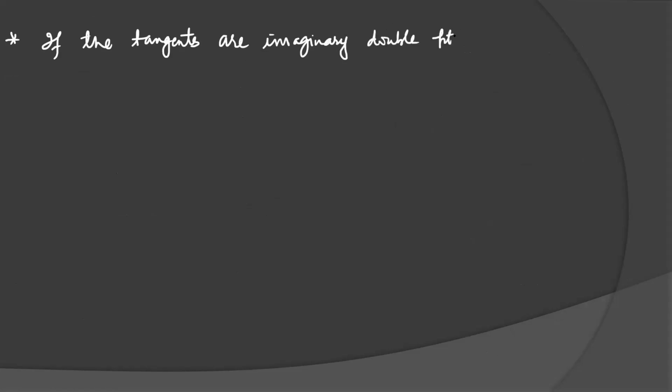Another case: if the tangents are imaginary, the double point is called a conjugate point. Since the tangents are imaginary, we cannot show such a point on the coordinate axes.